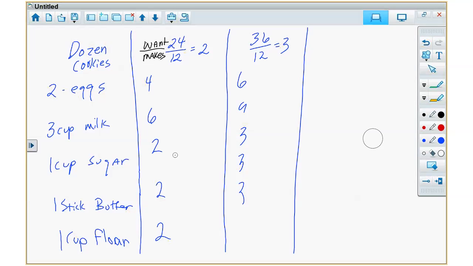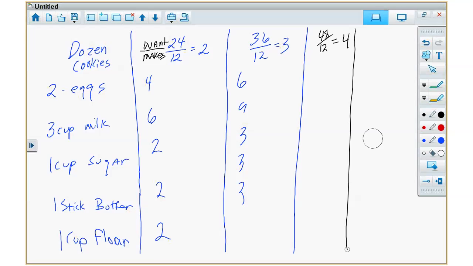Makes. Okay? So if I want to make 36, then I've got to multiply everything by what? 3. If I want to make 48, 48 divided by 12 is what? 4. Then I multiply everything by 4.